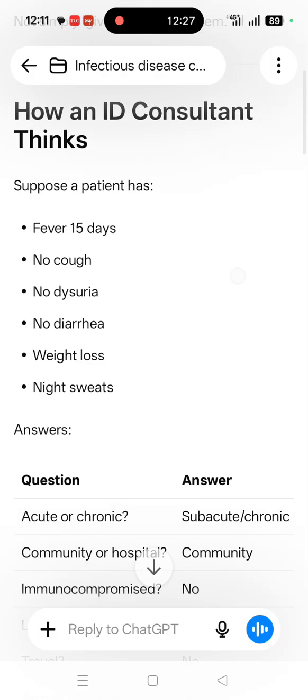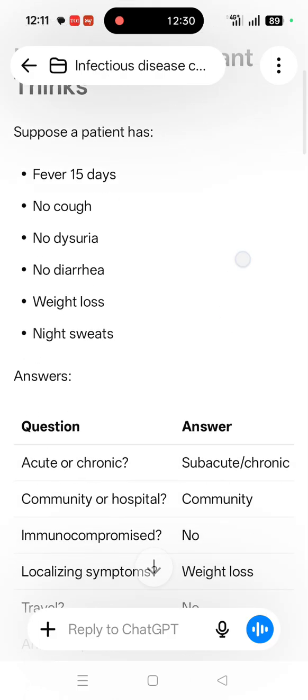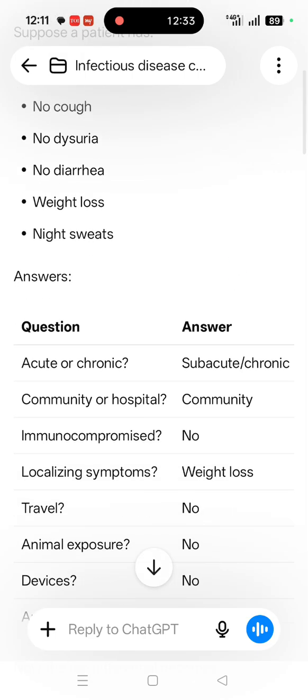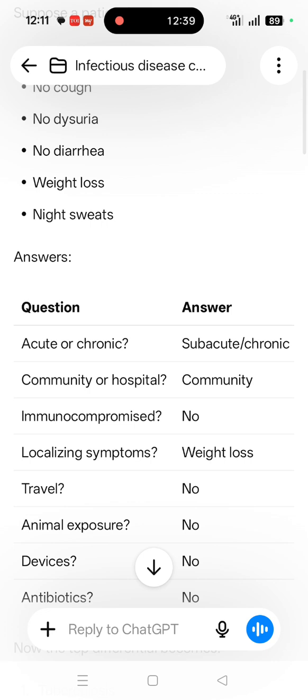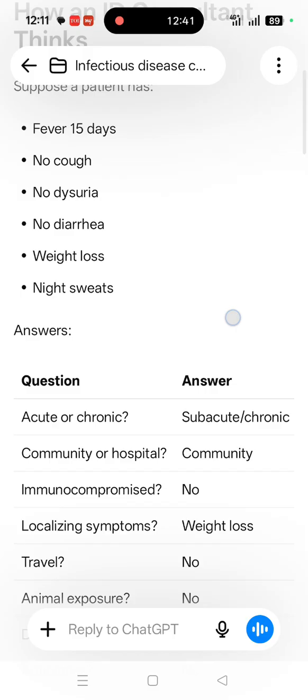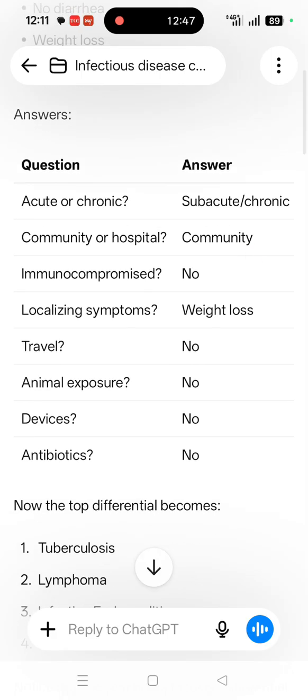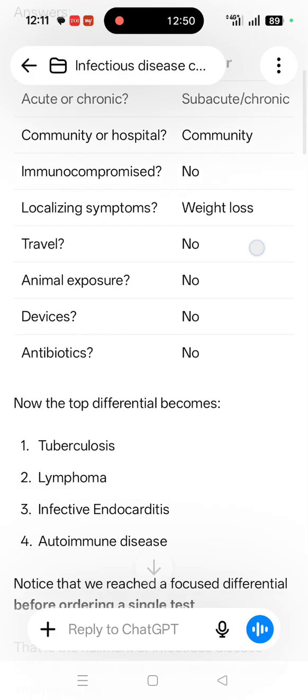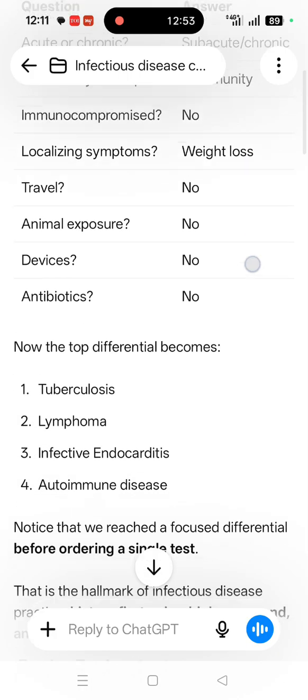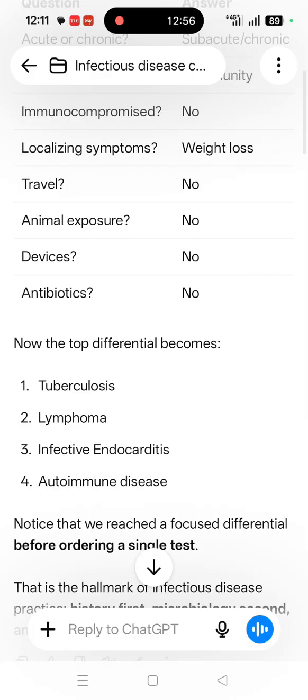Suppose a patient has had fever for 15 days but no cough, no dysuria, no diarrhea, no weight loss, no night sweats, so no localizing infection. The question is acute or chronic? It may be subacute or chronic because it is 15 days. Community or hospital? It is community. Immunocompromised? No. Localizing system? No. You should ask for travel, you should ask for animal exposure, because fever is there and you want to find out the reason for the fever, whether it is infectious or not. So you should ask such questions where you can rule out any cause of infection.